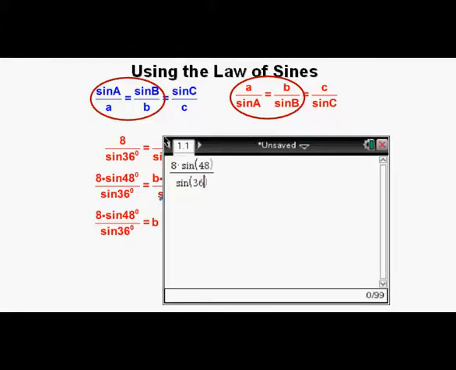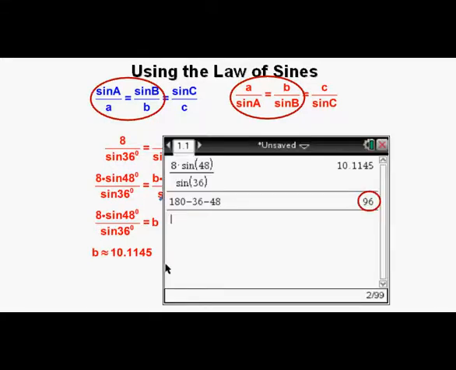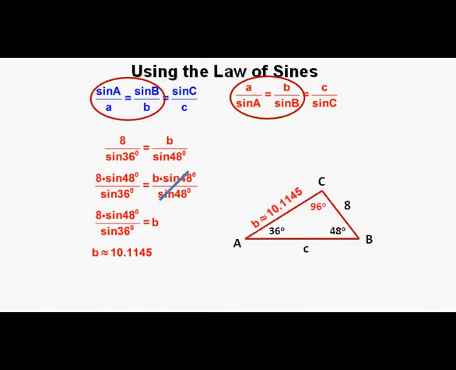Mine is a TI-Nspire CX calculator. First, I checked to make sure that my calculator was set to degrees mode rather than to radians. Here is 8 times the sine of 48 degrees over the sine of 36 degrees. Press enter. We get side b equal to 10.1145. So we say that b is equal to 10.1145, and accordingly we label our side b. Next, we calculate angle C by taking 180 degrees minus 36 minus 48 degrees, which is 96 degrees. And we label angle C with a measure of 96 degrees.